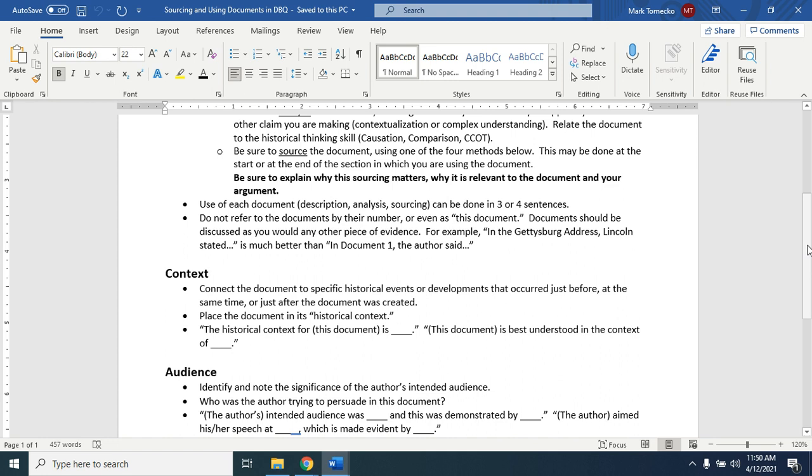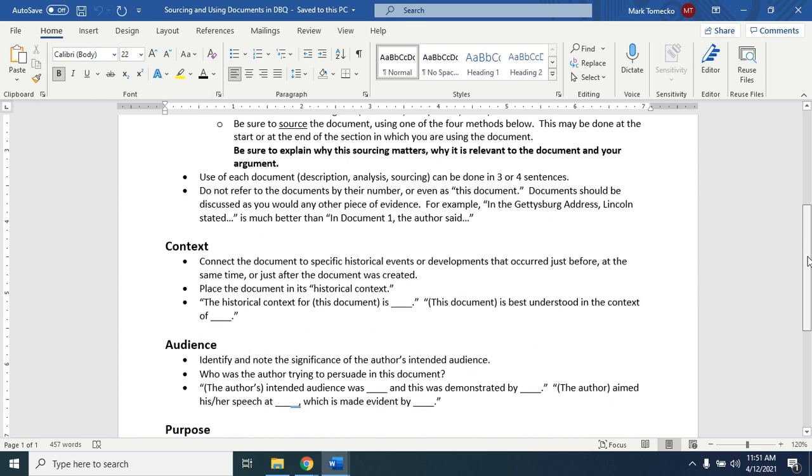If this is the Gettysburg Address, like I have there, talk about it as if you know what the Gettysburg Address says, and you know what Lincoln's purpose was, and who his audience was, and what Lincoln's point of view was. Talk about the documents as if they're real historical documents with real historical evidence, because they are.